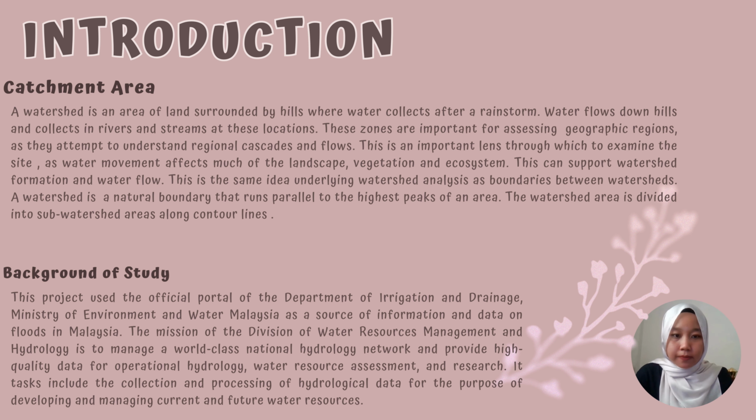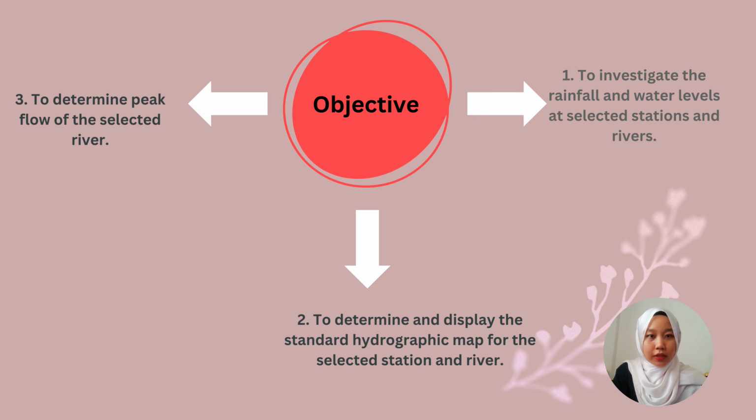The objectives for this project: first, to investigate the rainfall and water level at the selected station and river. Second, to determine and display the standard hydrographic map for the selected station and river. Third, to determine the peak flow of the selected river.